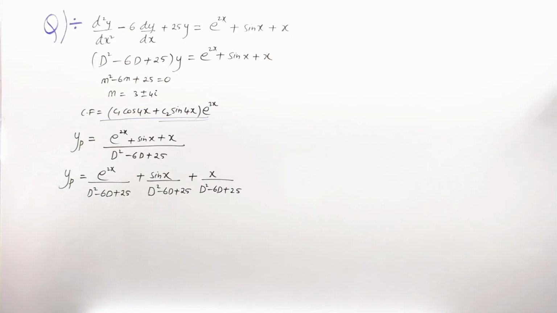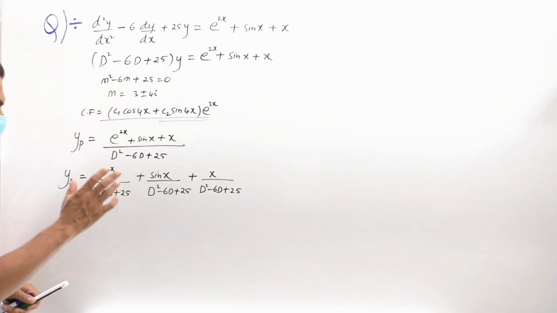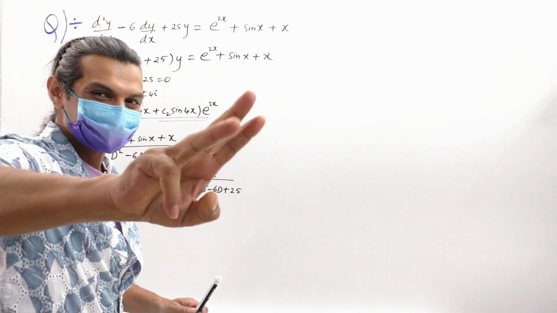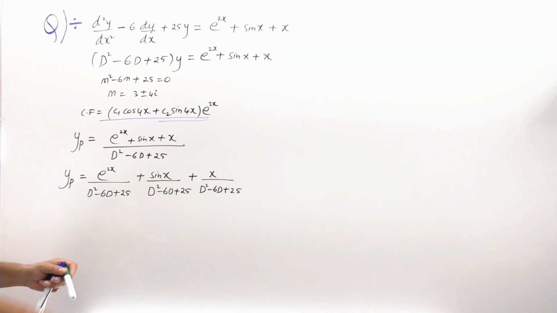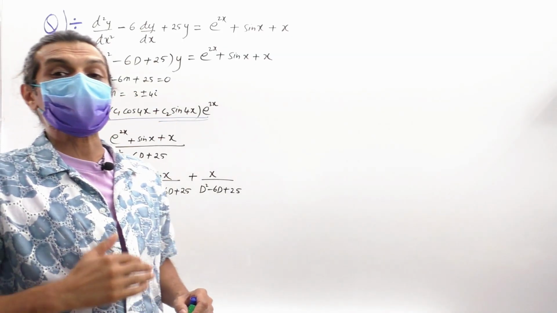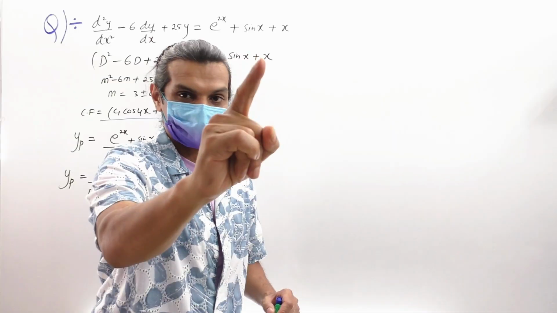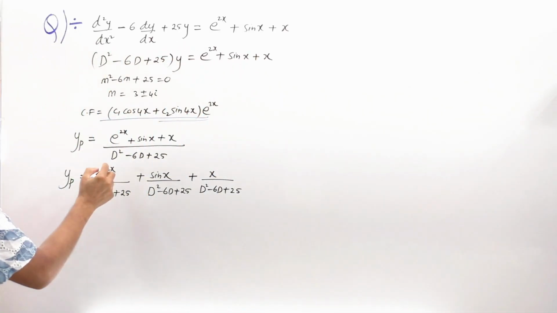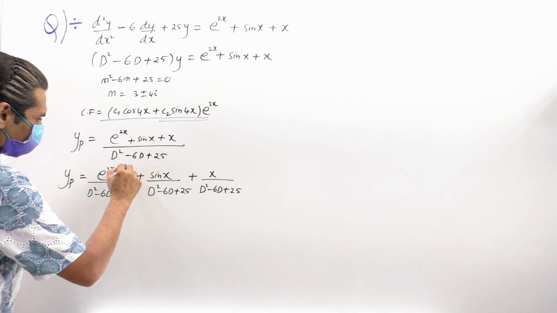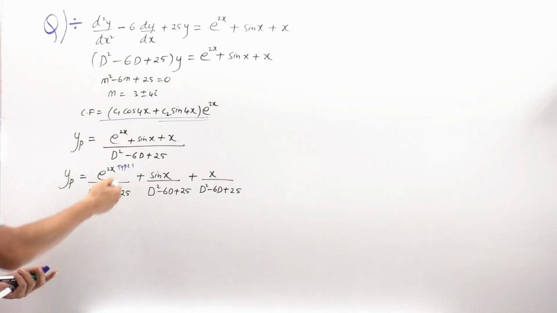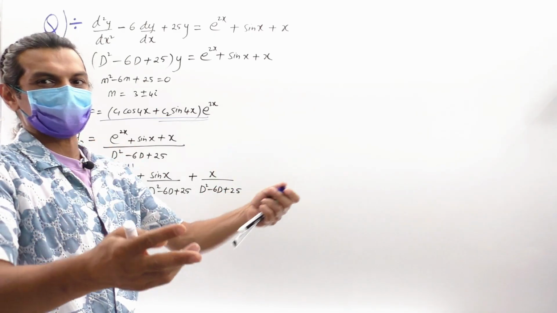Now if you see it clearly, all three types are there. Very interesting question. e raised to x upon D square minus 6D plus 25 means if the numerator is of the form e raised to x, it is type number 1, correct. So we have this as type number 1. I write here, this is type 1. Just for you to understand, writing this is not required in the examination.